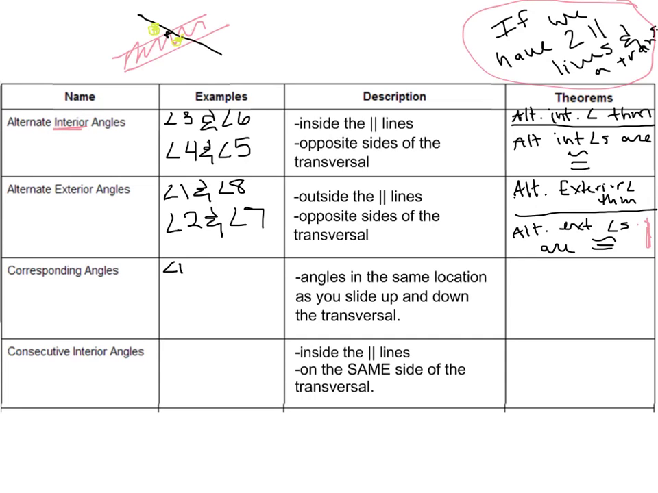So in your example, we have a lot of corresponding angles. We've got angles 1 and 5. We've got angles 2 and 6. We've got angles 4 and 8. And we've got angles 3 and 7.